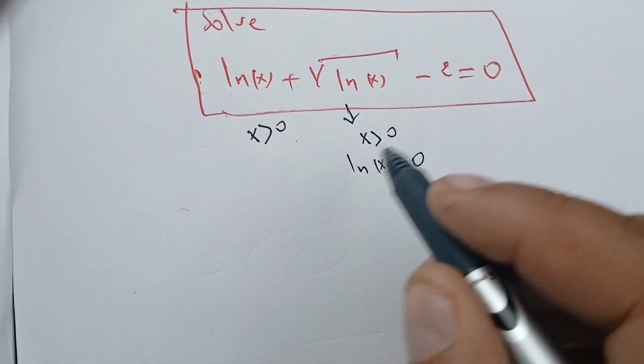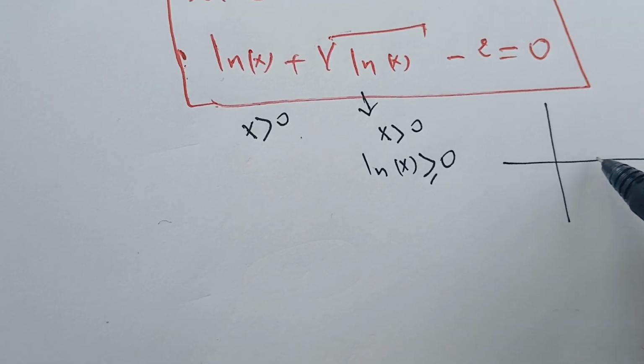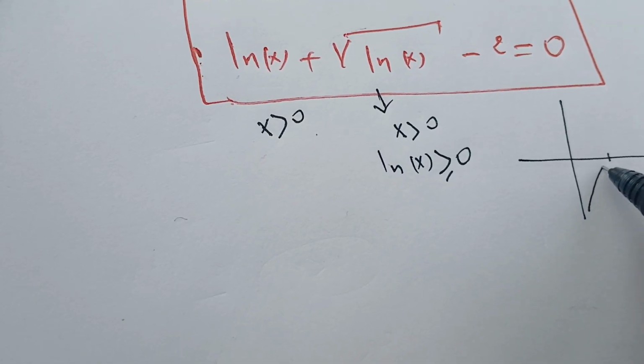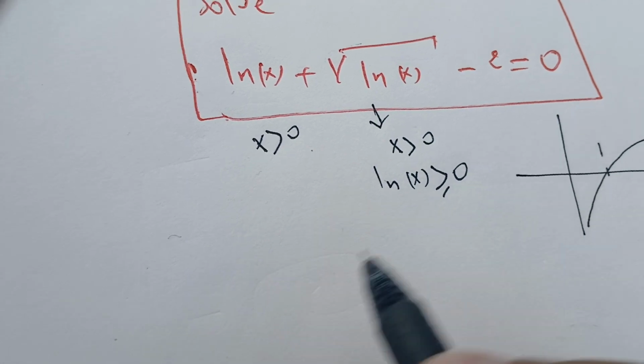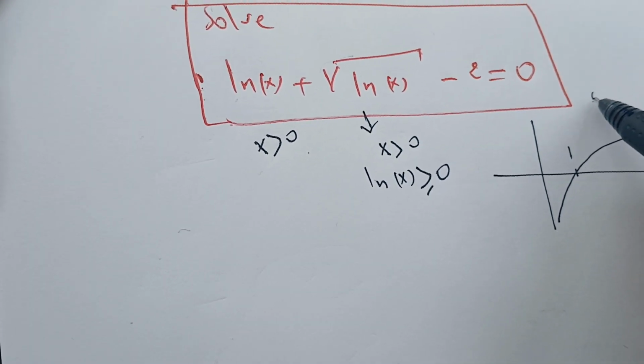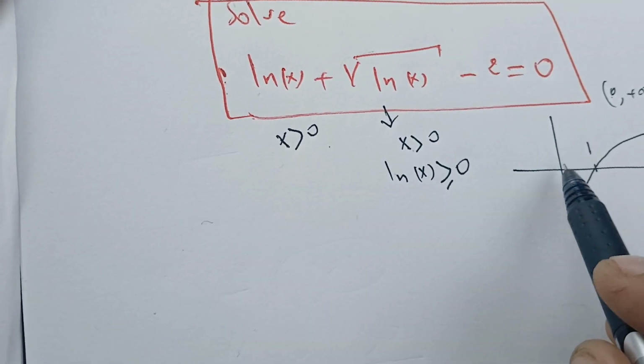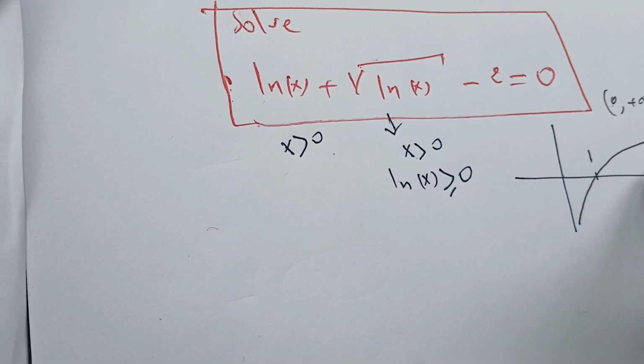So let's graph the natural log of x. Quickly, we know the graph. This value is 1. It's defined on 0 to plus infinity. So we are looking for the values of x bigger than 0. That means we are here.